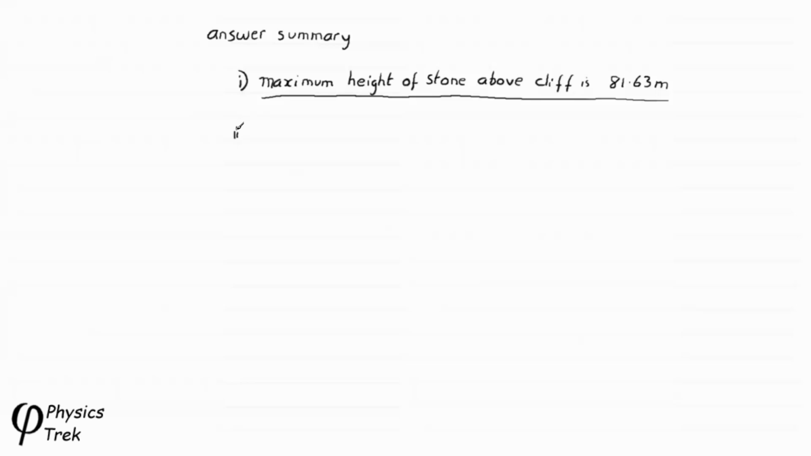So here is our answer summary. Answer to part 1 of the question: the maximum height of the stone above the cliff is 81.63 meters, and to part 2, the height of the cliff above the sea is 94.77 meters, with both answers rounded to 2 decimal places.